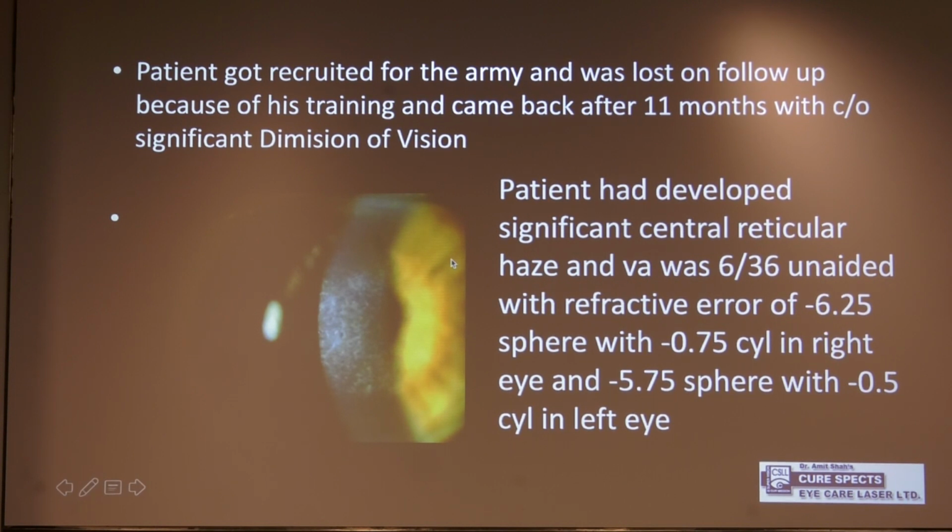Patient vision was 6/36, and the patient's refractive error came to around -6.25 sphere with 0.75 cylinder in the right eye, and almost -6 with -0.5 in the left eye. So at this stage, I was wondering what I could do next. I think the first thing which comes into our mind is to treat the patient medically with the potent steroid, cyclosporine, as Pooja also mentioned, with the trehalose and the tacrolimus as well. So I started the patient on everything.